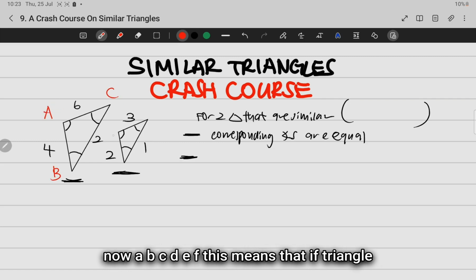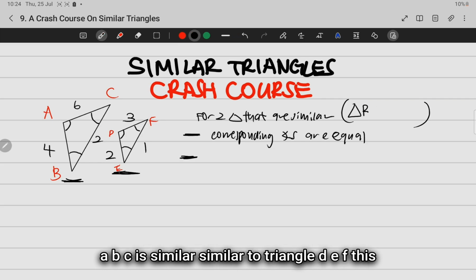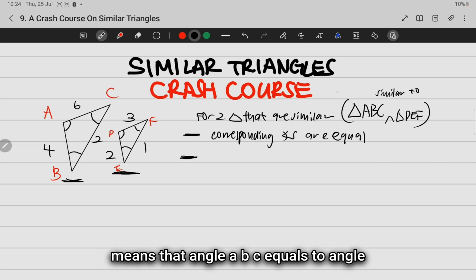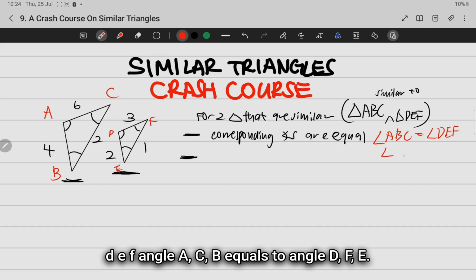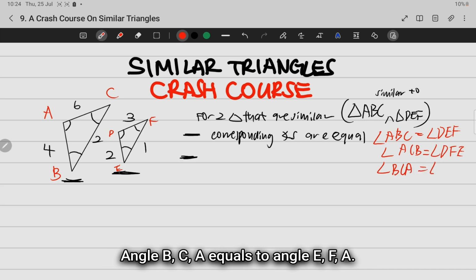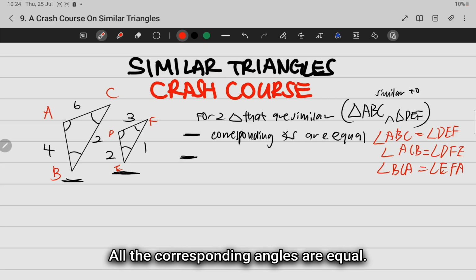I'm going to label the vertices now: A, B, C, D, E, F. This means that if triangle ABC is similar to triangle DEF, then angle ABC equals angle DEF, angle ACB equals angle DFE, and angle BAC equals angle EDF. All the corresponding angles are equal.